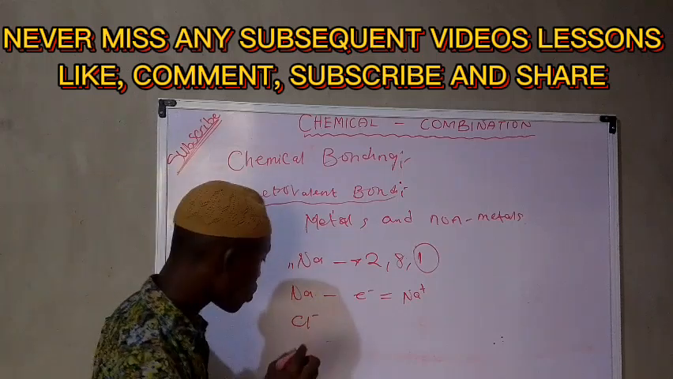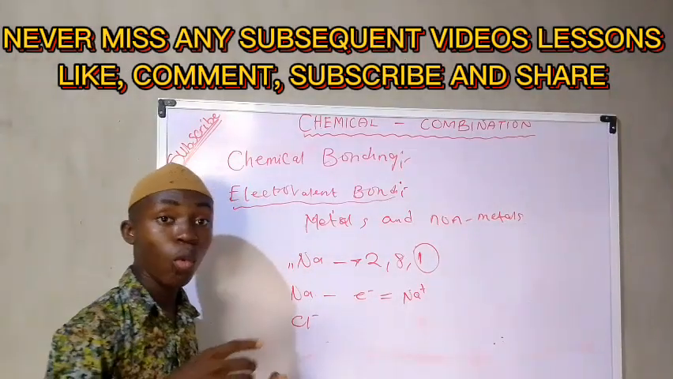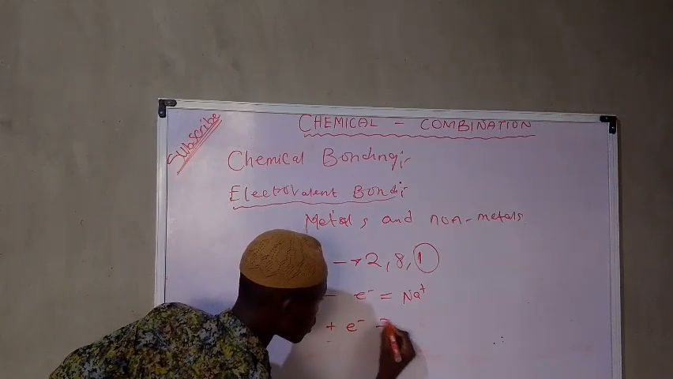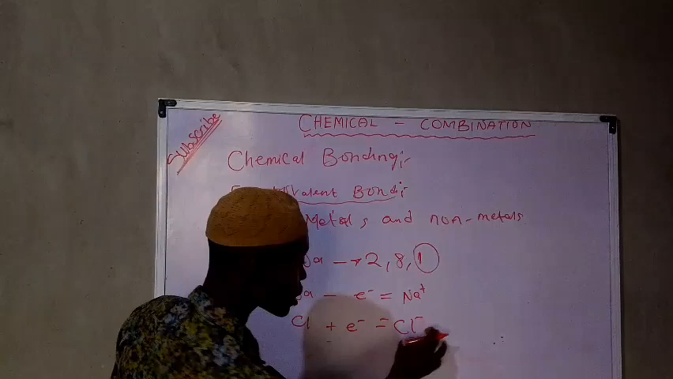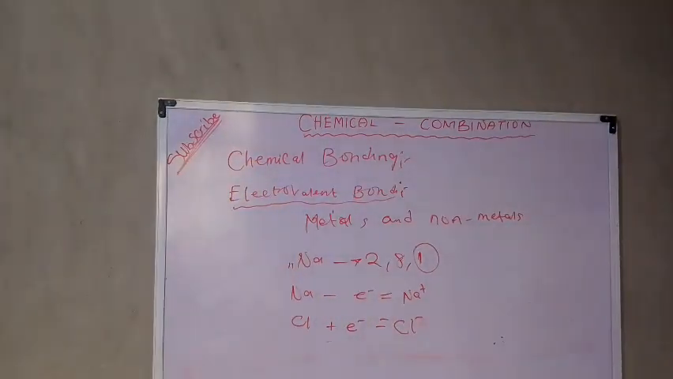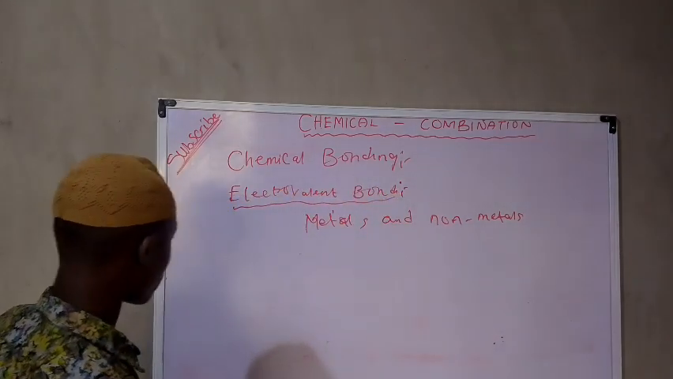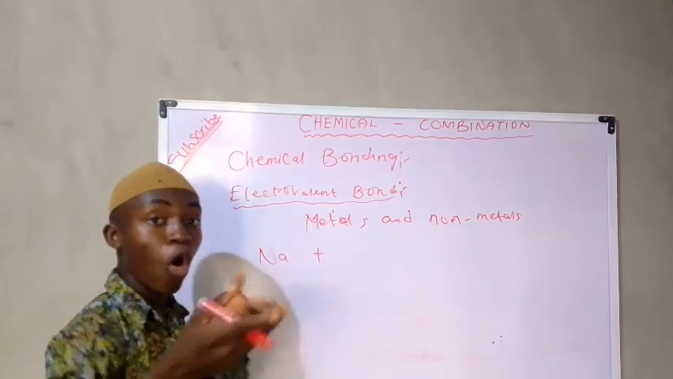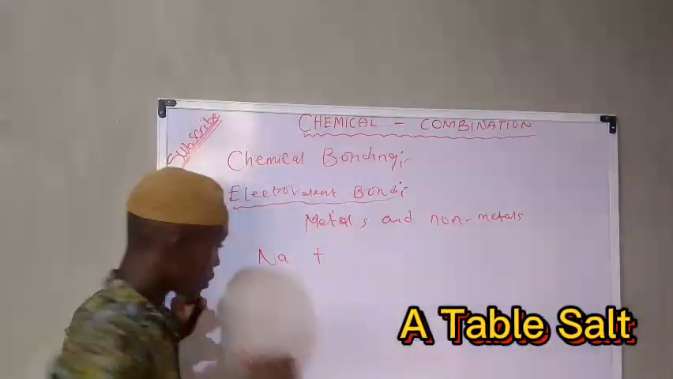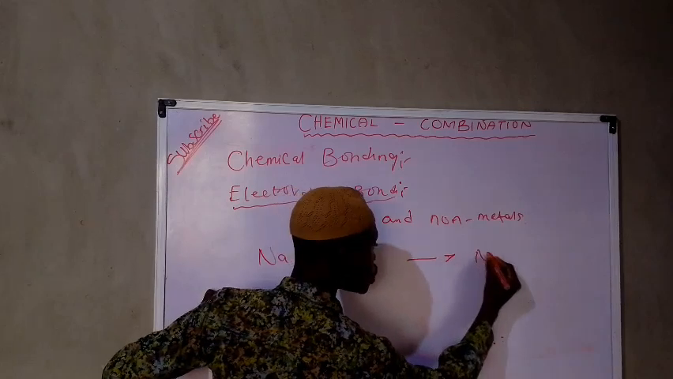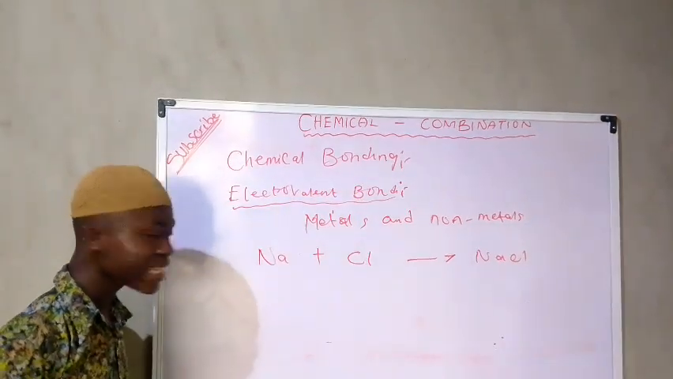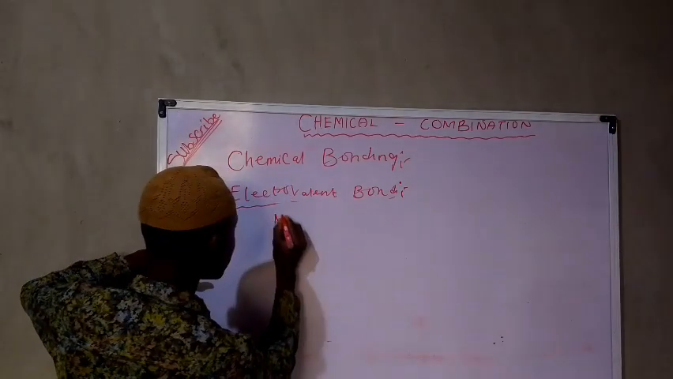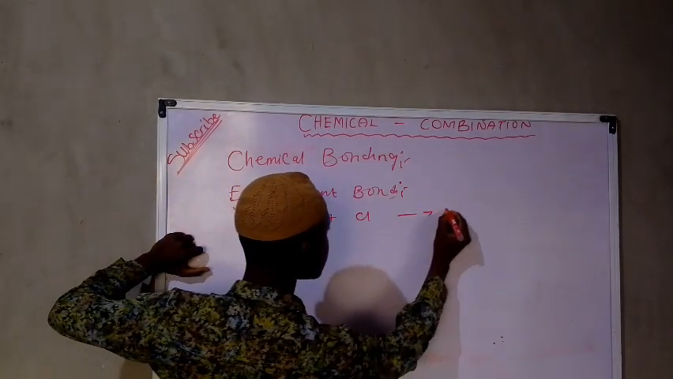Now the acceptor, let's say chlorine. Chlorine is a non-metal, so it is going to gain an electron from the metallic ion. When it gains an electron, it becomes chloride, Cl minus. Let's use sodium chloride as an example. The coming together of sodium and chlorine becomes sodium chloride, which is also known as a salt. Sodium plus chlorine gives sodium chloride.